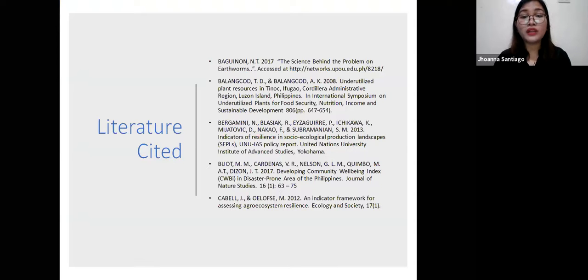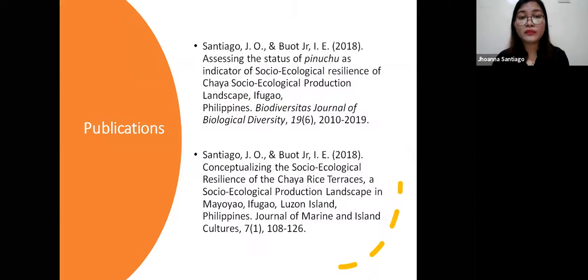So this is some of the literature cited, from Baginon, the science behind the problem of earthworms, up to Cabell, an indicator framework for assessing agroecosystem resilience. So here are some publications by myself and my advisor, Dr. Inocencio Buot. So you can see our publications related to Chaya socio-ecological production landscape. You can just search in researchgate.net or Google.